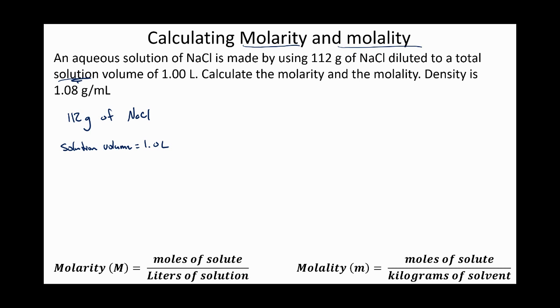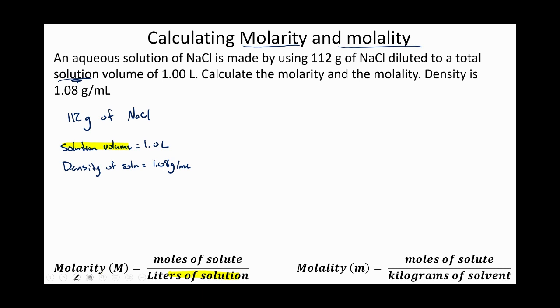And then I want to calculate the molarity and the molality. The last piece of information that we're given is the density of the solution, so I'll put density of SOLN for solution, is 1.08 grams per mL. If I look at my definitions for both molarity and molality, I can see that molarity depends on liters of solution, and I actually already have my solution volume, so I don't have to solve for that.